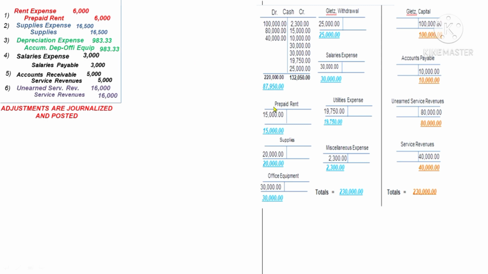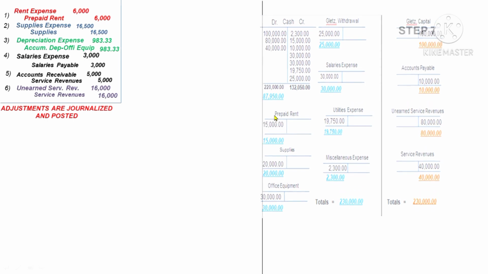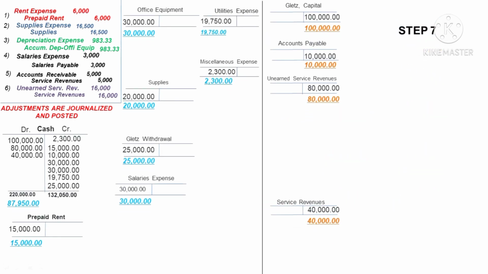And to make that happen, let's rearrange this a little bit into this one. Now, let's post. So we have here debit rent expense of 6,000. But since we don't have any T account yet for the rent expense, let's make one. So we have here the rent expense, and of course, we need to debit 6,000. And we need to get the total of 6,000 also, because there are no other entries related to rent expense. But don't forget the credit prepaid rent. So we need to credit 6,000 here. So what will happen is the total of the prepaid rent from 15,000 will only become 9,000.